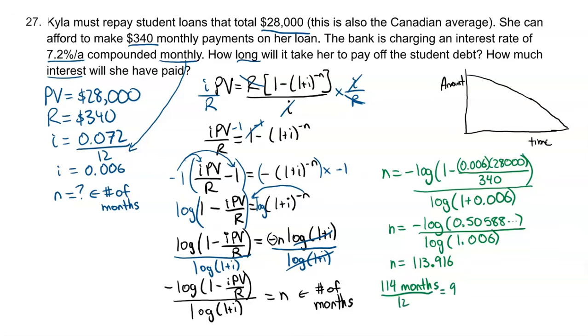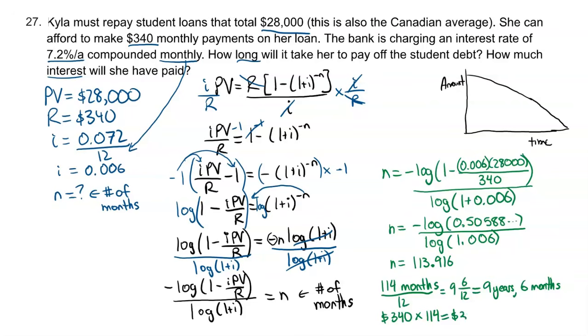Now, I said that was the number of months. So if we divide that by 12, we end up getting 9 and 6/12, which gives me 9 years, 6 months. That's how long it's going to take her to pay off her debt. Now, $28,000, almost 10 years to pay it off, that's quite a significant time of someone's life. Well, how much interest did they pay? How much interest did Kyla pay here?